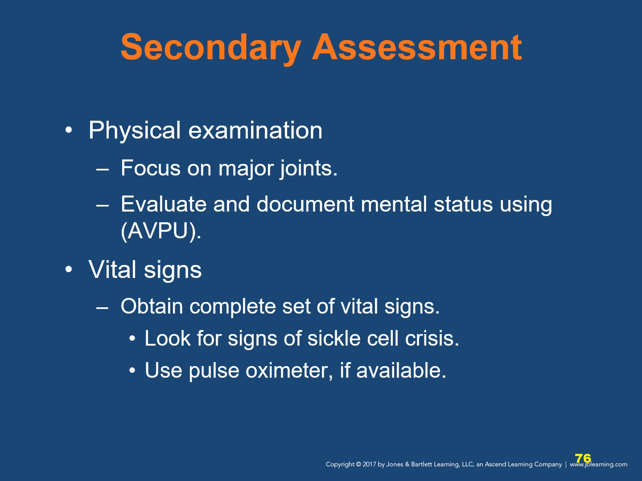In the secondary assessment, systematically examine the patient. Focus on major joints at which cells congregate. Evaluate and document mental status using the AVPU scale. Obtain a complete set of vital signs, including oxygen saturation level. Normal sickle cell crisis vital signs are normal to rapid respirations, weak rapid pulse, pale clammy skin, low blood pressure. Use the pulse oximeter if available to monitor oxygen saturation. The reading may be inaccurate due to the patient's anemic state.